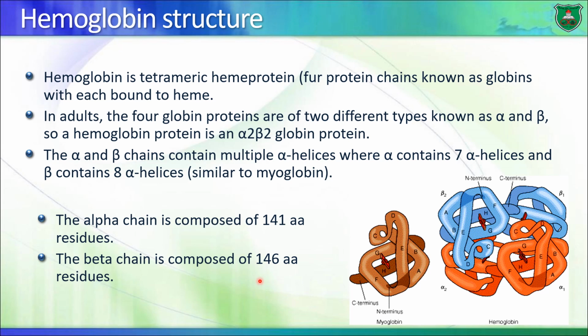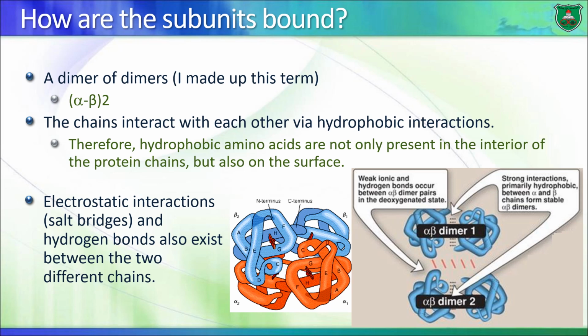Now, something else is that the beta chain, the beta globin chain, is similar in structure to the myoglobin molecule. So there is a good similarity in structure between the myoglobin molecule and the beta globin polypeptide chain. So how are these subunits connected to each other? How are these polypeptide chains connected to each other?